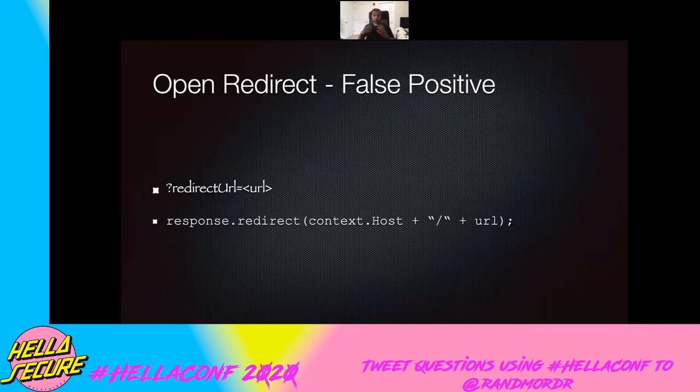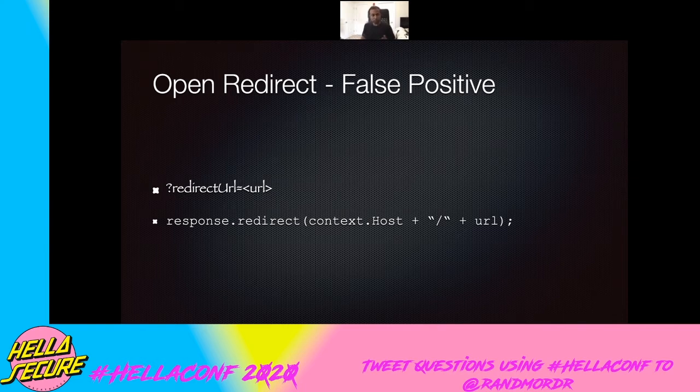Now, quick primer into Open Redirect. This is a very common pattern in applications. You could have a redirect URL as a query parameter that gets passed to the application. After some action is performed by the user on that page, the app tends to redirect that user to whatever URL is present in that query parameter. As long as it's a relative URL, you're fine. You're going to be within the same application context.